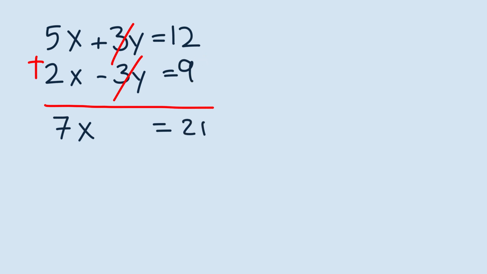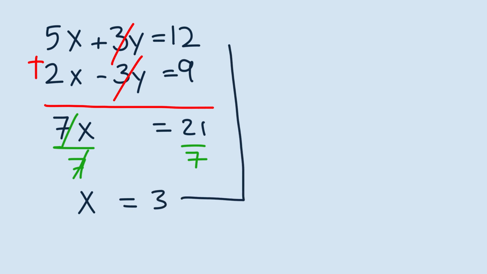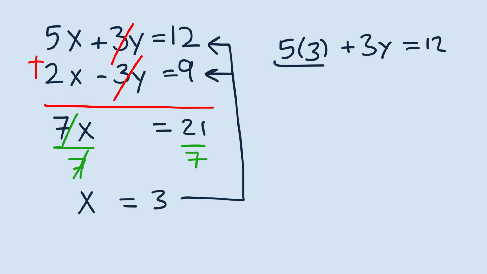Now I can simply divide both sides by 7. These will cancel out, leaving x behind, so x equals 3. Next, I should take this value of x and plug it into one of these equations. Let us choose the first one. So 5x: instead of writing x, I will replace it with 3, plus 3y equals 12. 5 times 3 is 15, plus 3y equals 12.